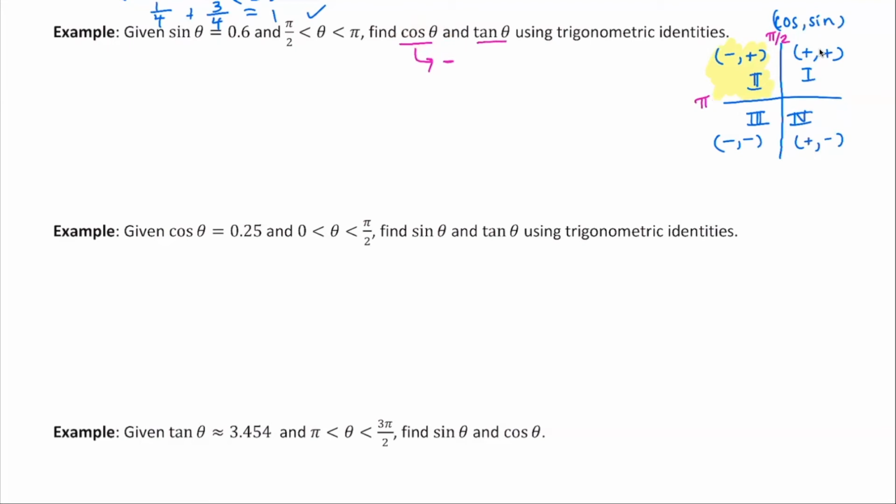And then we know tangent is going to be the quotient of these two. So remember, it's sine over cosine. So positive over a negative is also going to be a negative. So when we're finding cosine and tangent, we know that because it's in quadrant 2, these are both negative.